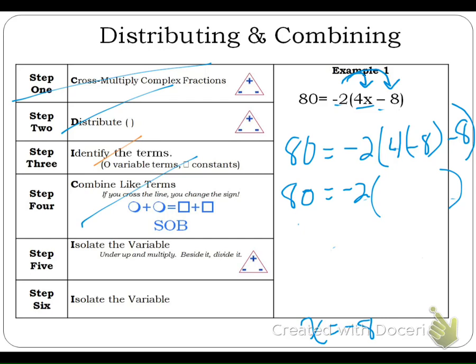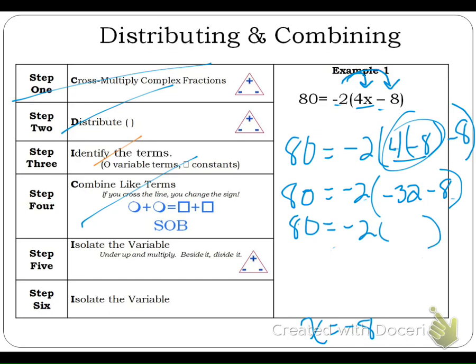And it looks like I have a 4 times a negative 8 minus an 8. So I have to do this multiplication first. 4 times negative 8 equals negative 32. And I'm just going to copy the rest of the problem down. I'm not going to rush it and try to do too much at once. That's where you make mistakes.